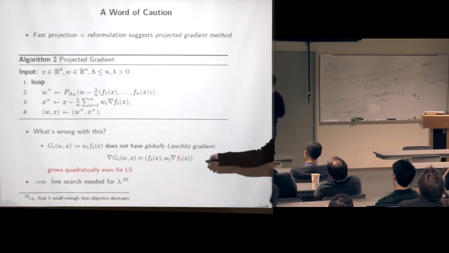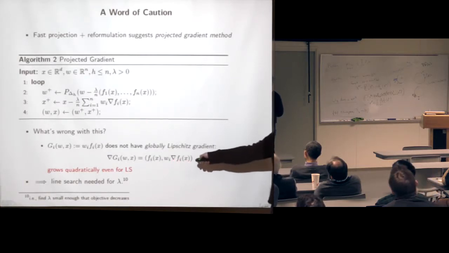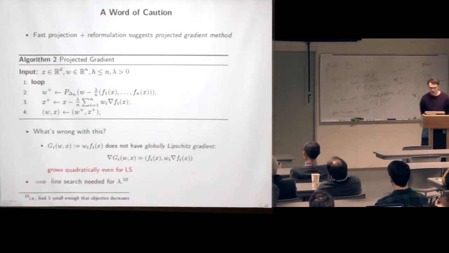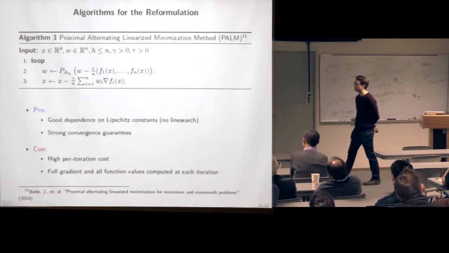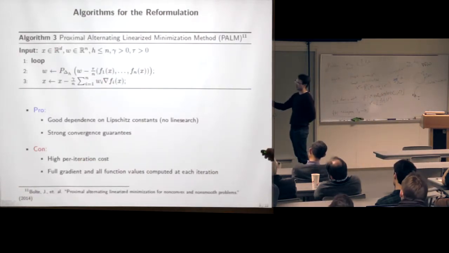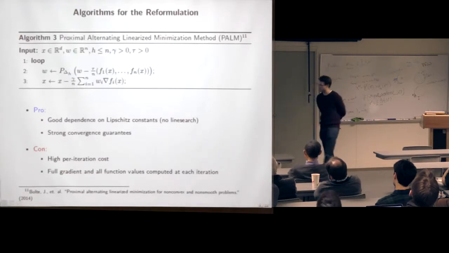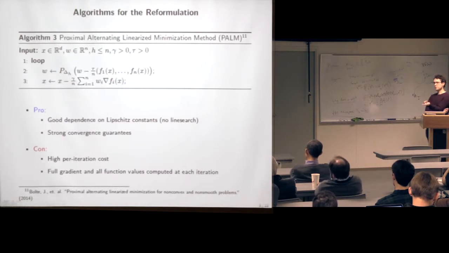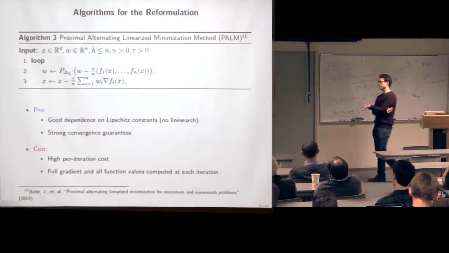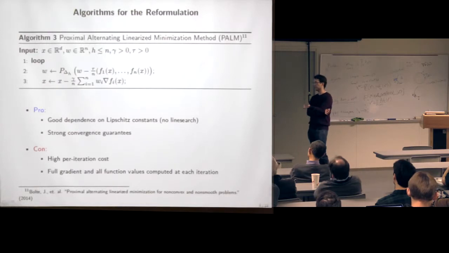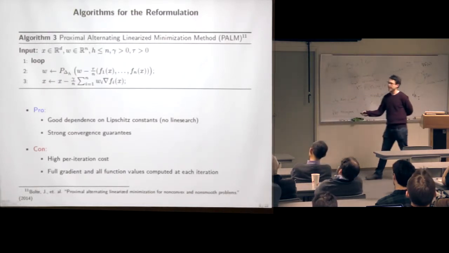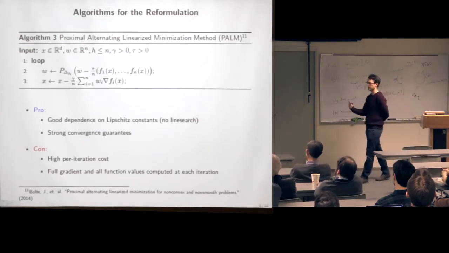If you take the gradient with respect to x, you get a quadratic function, w times f. So this, in general, grows too quickly to be Lipschitz continuous. One way we get around this is alternating between two steps: a gradient step on w, and a gradient step on x. The pros of this method is that it has really good dependence on the Lipschitz constant, requires no line search, and has a strong convergence guarantee even for non-convex f. But the con is that it has a really high per iteration cost, because at every single iteration you need to evaluate each one of these functions and the entire gradient. So these are two things that we want to avoid.